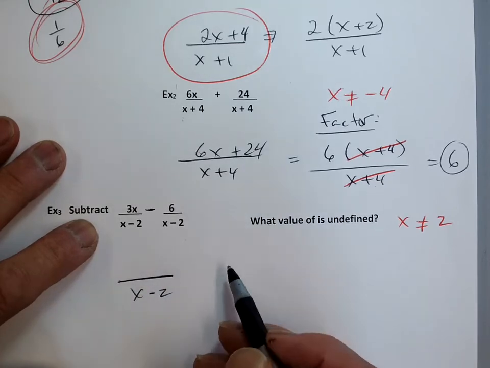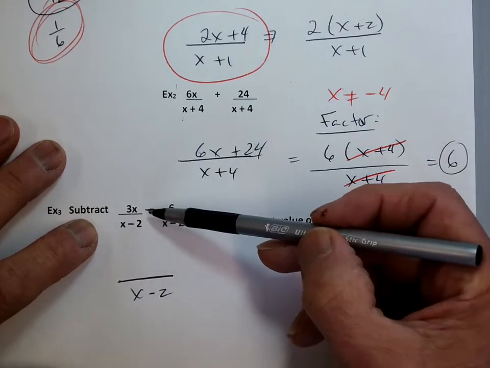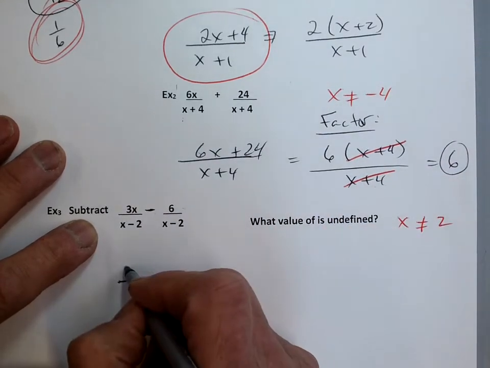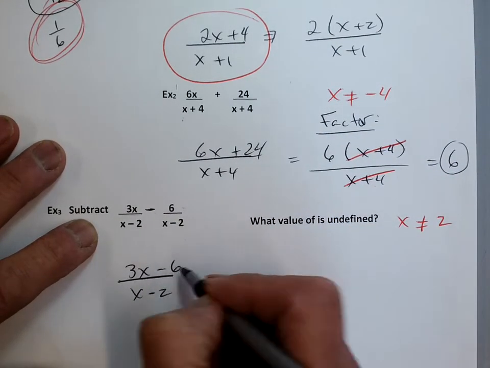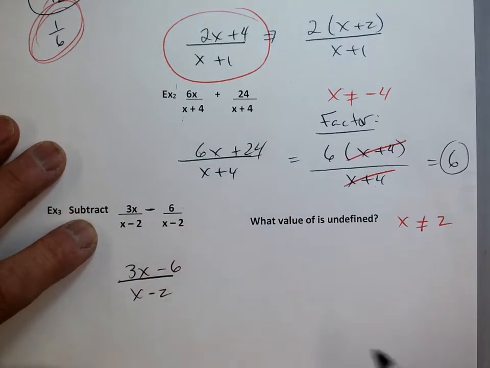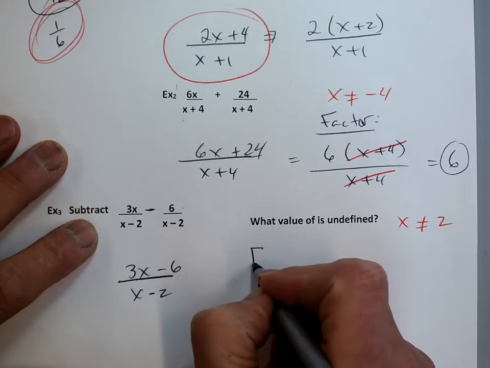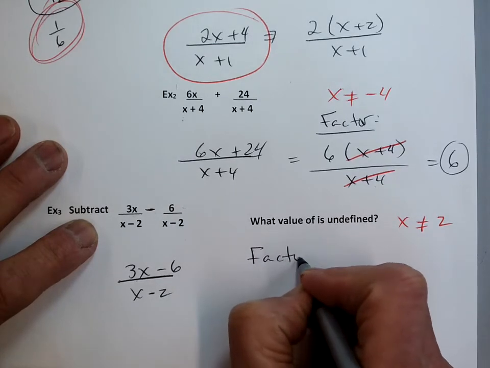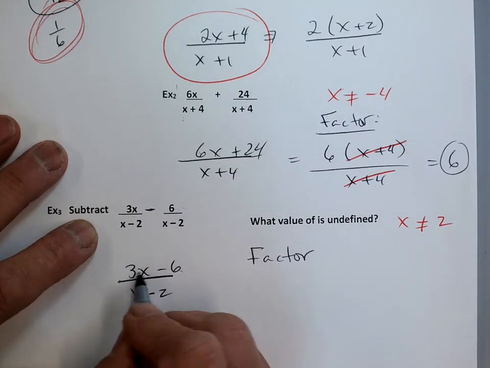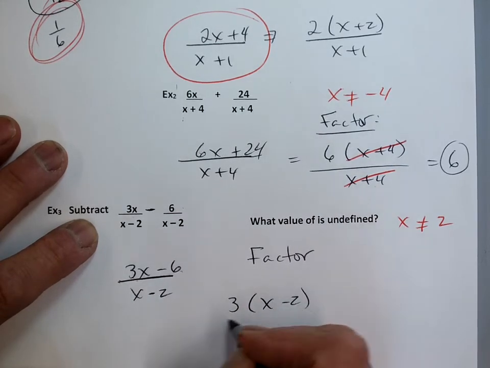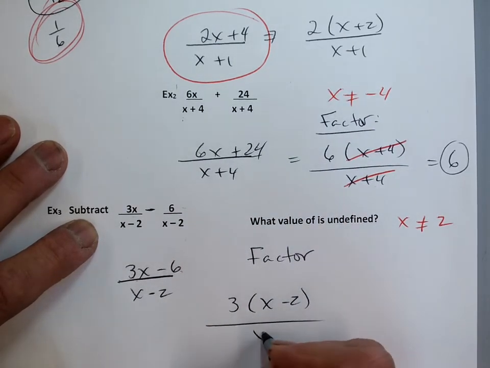And then I'm going to go 3x subtract 6, which I can't really subtract because they're different terms, so I'm going to rewrite it as 3x minus 6. Well, is there more? Yes. Let's factor and find out what's going on. Let's factor the numerator. If I factor the numerator, I'll have a common multiple of 3 times x minus 2. And in the denominator, I still have an x minus 2.